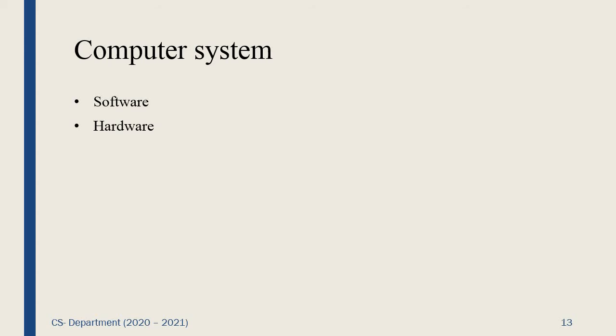We talked about the definition of the computer and the types of the computer. Now let us know the computer system. What is it and its parts? As we know, the computer system has two main parts. The first one is the software, while the second one is the hardware.